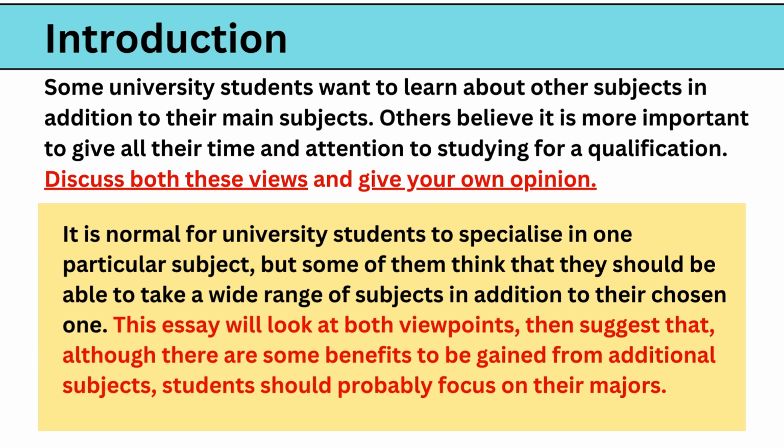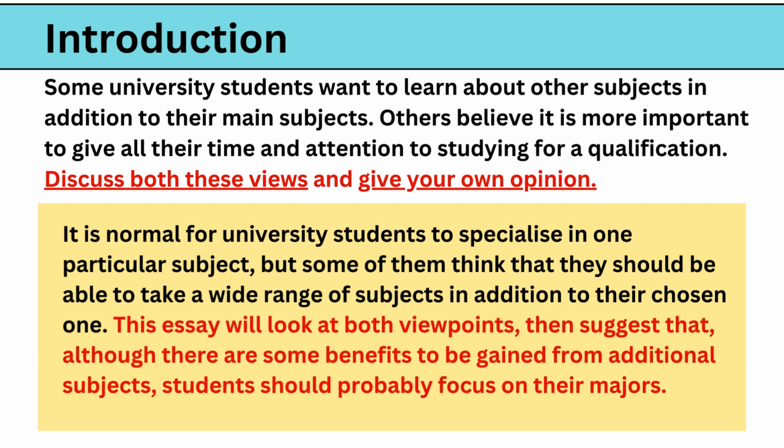So we can start. It is normal for university students to specialize in one particular subject, but some of them think that they should be able to take a wide range of subjects in addition to their chosen one. So I paraphrase both ideas in one sentence, and now I am just saying that this essay will look at both viewpoints, then suggest that although there are some benefits to be gained from additional subjects, students should probably focus on their majors. So this is the stance of my essay. This is the outline of my essay, what is going to be in my essay.